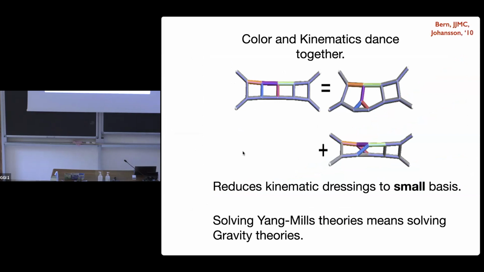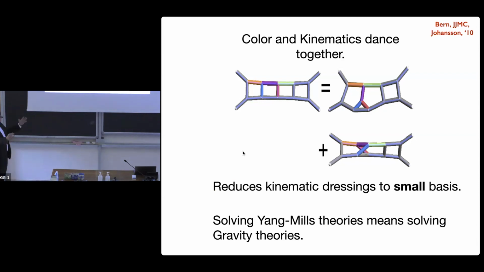And this is why anything that helps us beat down this factorial growth and complexity we kind of latch onto. And so one thing that does is the duality between color and kinematics. A few slides ago, I reminded us that color factors satisfy Jacobi, so they're not independent for different graphs. In fact, that's incredibly important for gauge invariance. But it turns out you can find representations where your color kinematic numerators obey the same algebraic properties, antisymmetry and Jacobi identities.